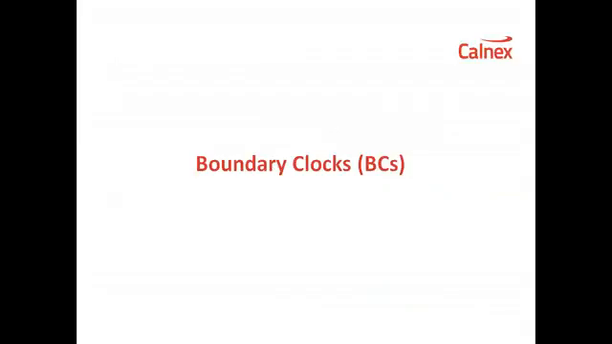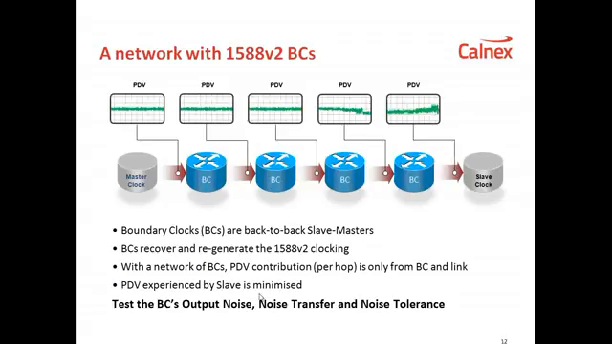Remember from the presentation, the introduction to 1588, there are also devices called boundary clocks and transparent clocks. A boundary clock is fundamentally a back-to-back slave and master. Remember, the boundary clock alleviates the problem of PDV by fundamentally reducing the amount of PDV that accumulates. The PDV is really only from one node in a network of boundary clocks. The boundary clock is recovering and regenerating the clock. This is the same concept as exists in a TDM or synchronous Ethernet network.